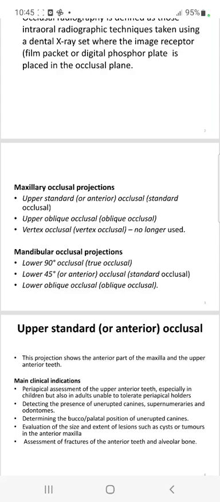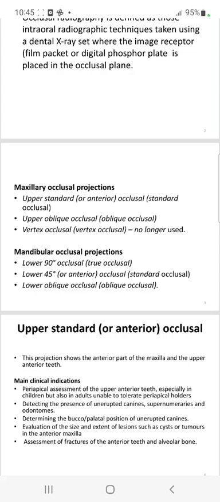We have the vertex occlusal, which is no longer used. Then the mandibular occlusal projection is used for the mandibular teeth. The X-ray is taken from the mandibular side. The collimator is used for the 90 degree angle projection, and it mostly covers the mandibular part of the mouth.